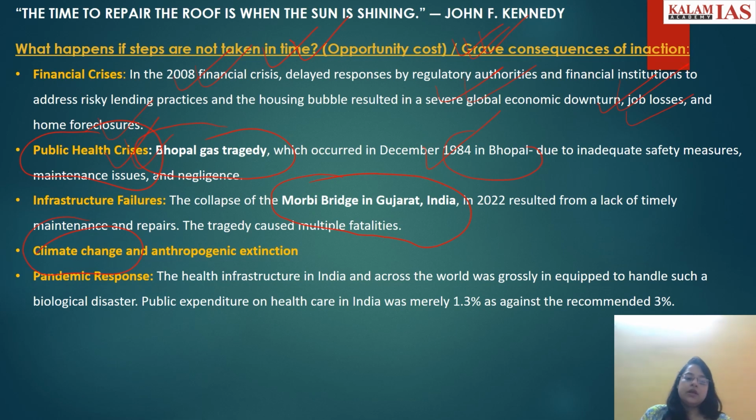Okay, that if you're not taking timely action, then catastrophe is bound to come. Then you can talk of pandemic response, how we had neglected, ignored the healthcare infrastructure in our country, and that resulted in so many deaths. In fact, India was not so equipped to handle a biological disaster like COVID. Okay, that's how you can give your examples.